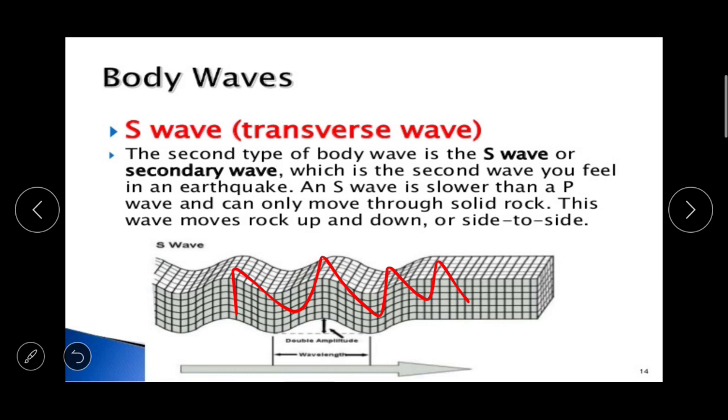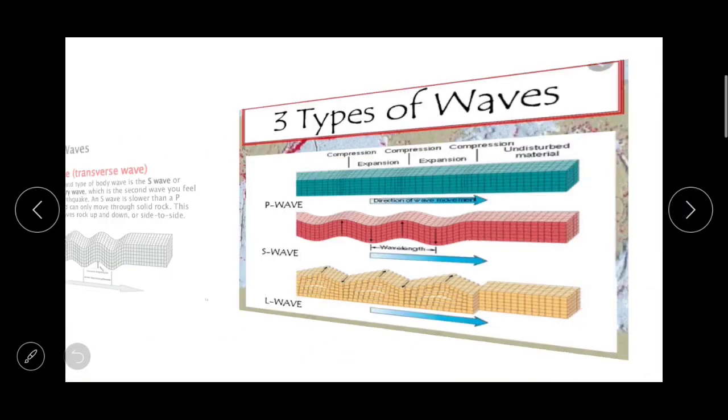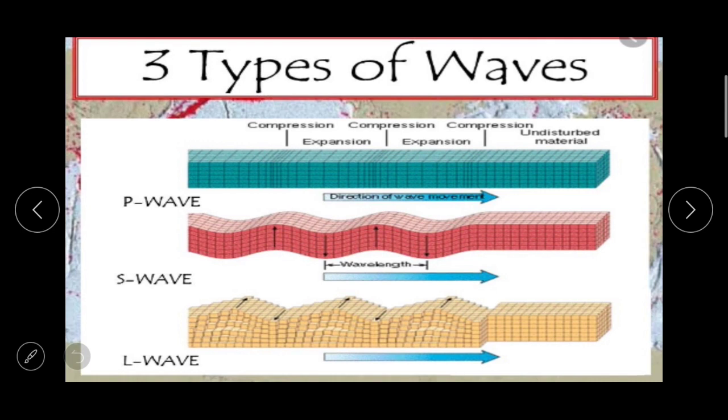The buildings on the earth's surface move up and down because of these waves. These are more destructive than P waves. Next one, surface or L waves. Here you can see all the three waves, that is P wave, S wave and L wave.